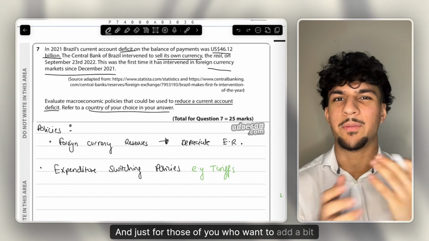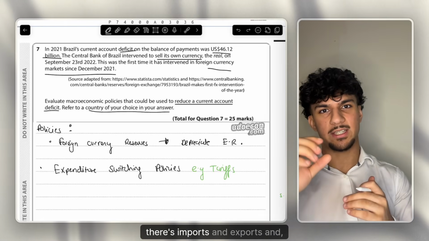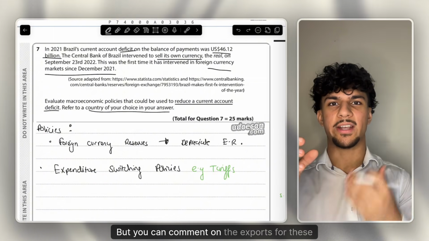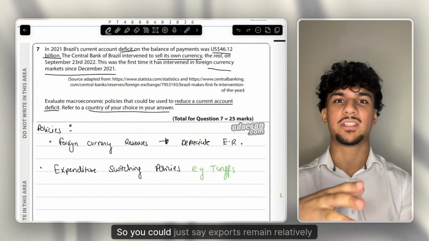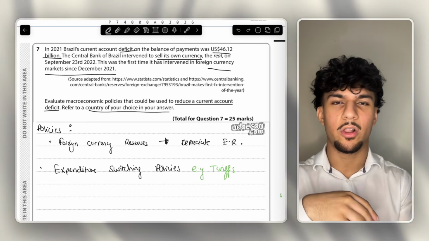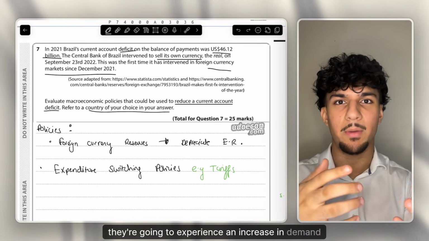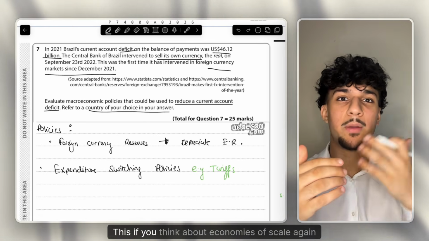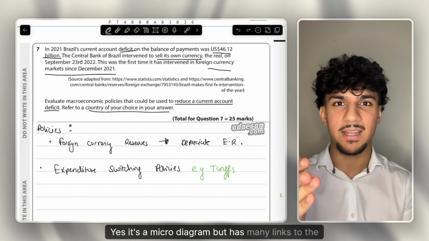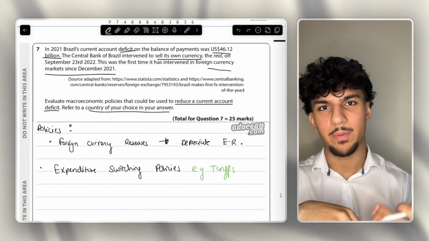And just for those of you who want to add a bit more detail: with the current account, there are imports and exports. With tariffs, you are mostly focusing on the quantity imported, but you can comment on the exports for these producers. You could say exports remain relatively the same, but you could also talk about a different time frame. In the long run, these domestic producers will experience an increase in demand. If you think about economies of scale, again in macro, that's a great diagram to draw. Yes, it's a micro diagram, but it has many links to the macro, and is 100% a relevant diagram to draw. Domestic consumers are increasing demand for domestically produced goods.